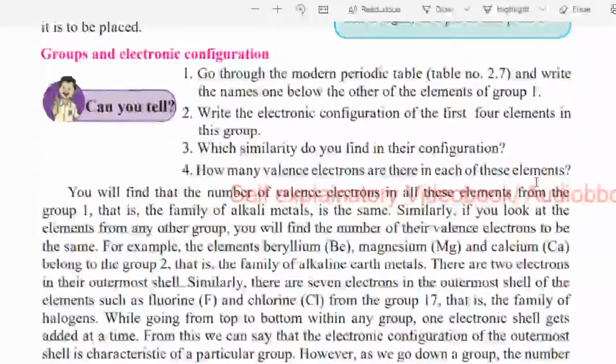Groups and the electronic configuration. Go through the modern periodic table in box table number 2.7 and write the names one below the other of the elements of group 1. Write the electronic configuration of the first 4 elements in this group. Which similarity do you find in their configuration? How many valence electrons are there in each of these elements?